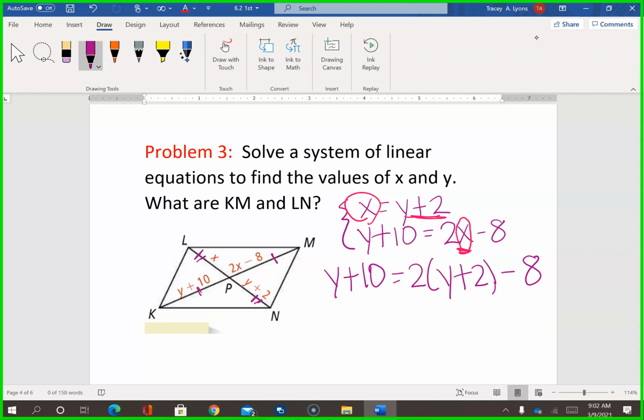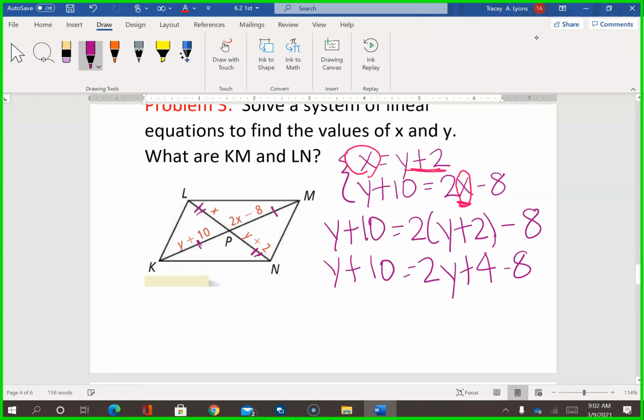So we'll do the distributive property on the right. So 2y plus 4 minus 8. And then we'll get the y's on the same side and the numbers on the other. So this side gives you a negative 4, and we'll subtract 10 from it.